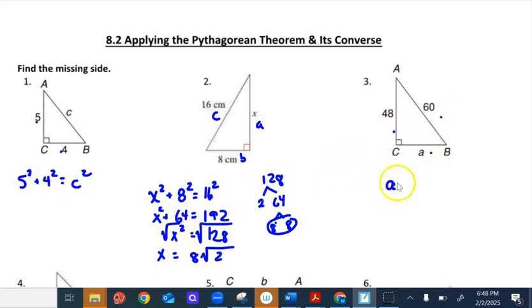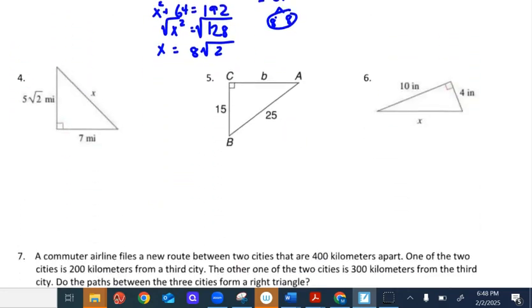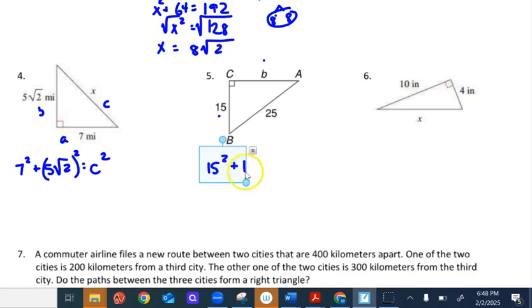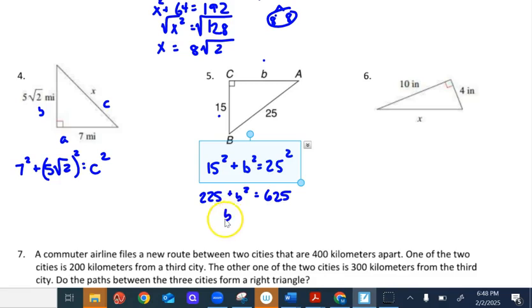We've got A, B, C. So A, B, C, and solve for A. And this one we would set up just like the rest.